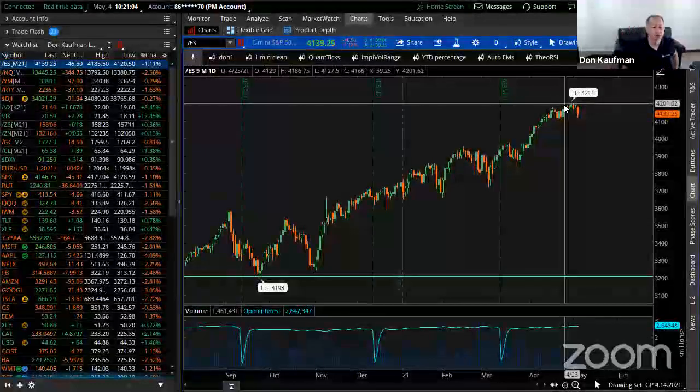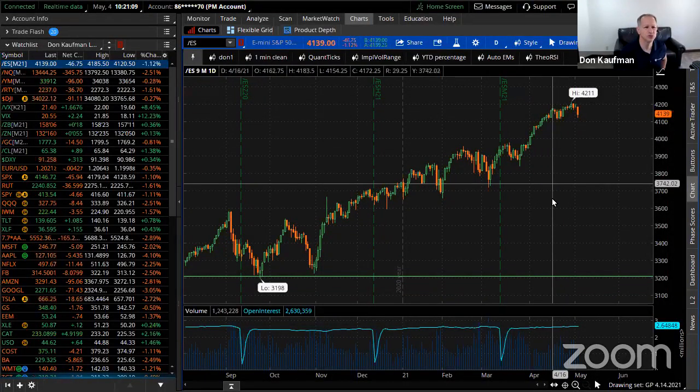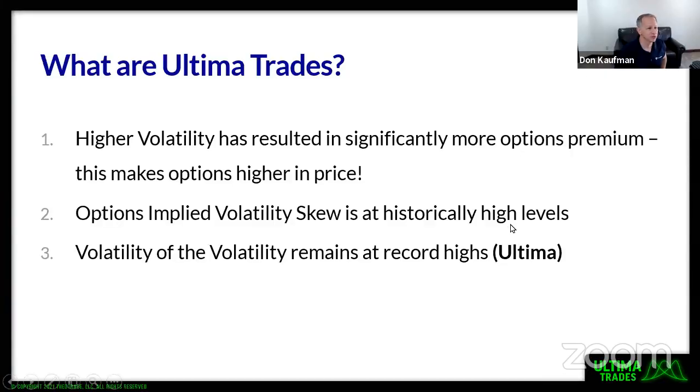The out of the money puts are trading for a huge premium and have been. The marketplace continues to price in, okay, this wild risk. Now, on top of that, we're going to talk about the volatility of the volatility, which also remains at record highs, which has to do with what we term Ultima.